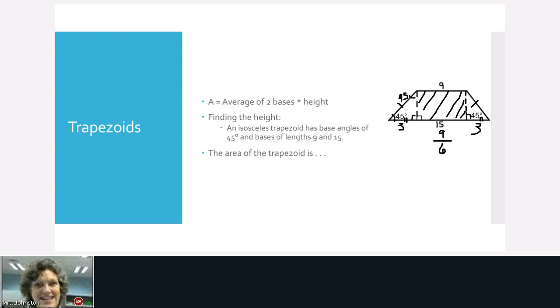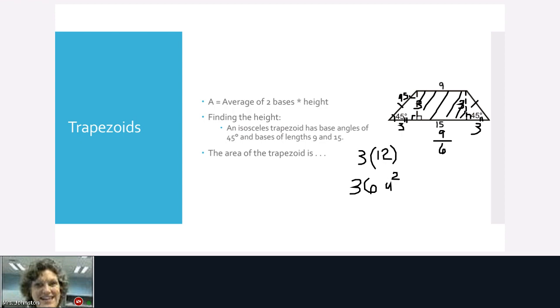And I can use the Pythagorean theorem to figure out, do I have enough information? Yes. So I know the height is also 3, because a 45-45 triangle is also an isosceles right triangle. So the height is 3. And the average of the bases we already figured out was 9 plus 15 divided by 2, or 12. So the area of this trapezoid would be 36 square units. It doesn't say what units it is, so we'll put units squared.